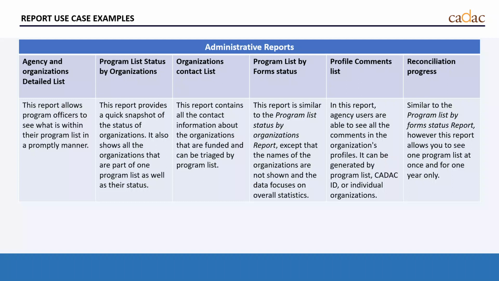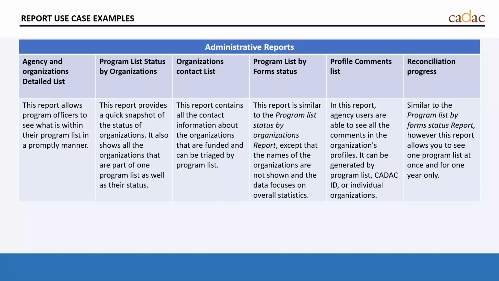The first administrative report is the agency and organization's detailed list. This report allows agency users to quickly view the organizations contained within a program list. This is a great resource for program officers. Next is the program list status by organization. This report provides you with an overview of the status of all organizations found within one of your program lists.